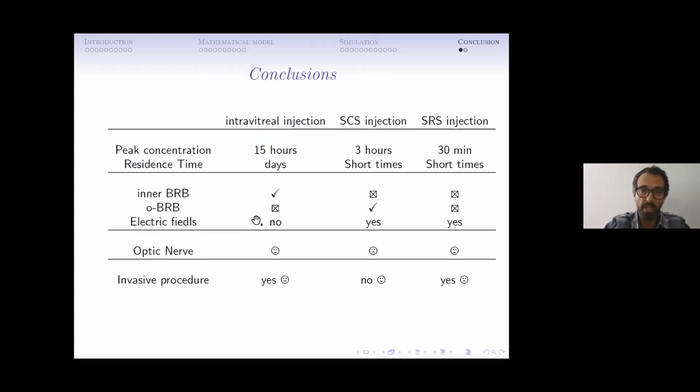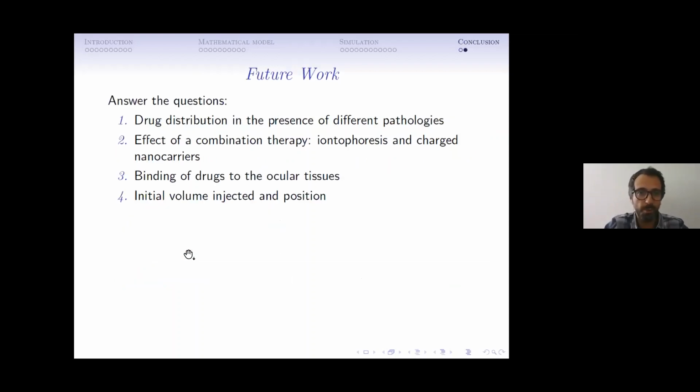So to conclude, I show you a synthesis of what kind of information we can obtain with this type of simulation. We can give an indication about the peak concentration, the residence time, the sensitivity of the injection for the inner or outer BRB, that are the retinal barriers, about the drug concentration that can achieve the retina, and for future work, we want to study more drugs and the binding of the drug. We want to study the drug distribution for different pathologies and so on.